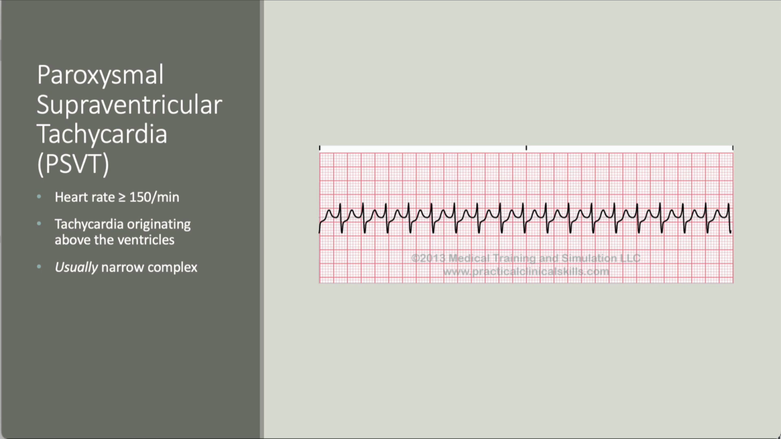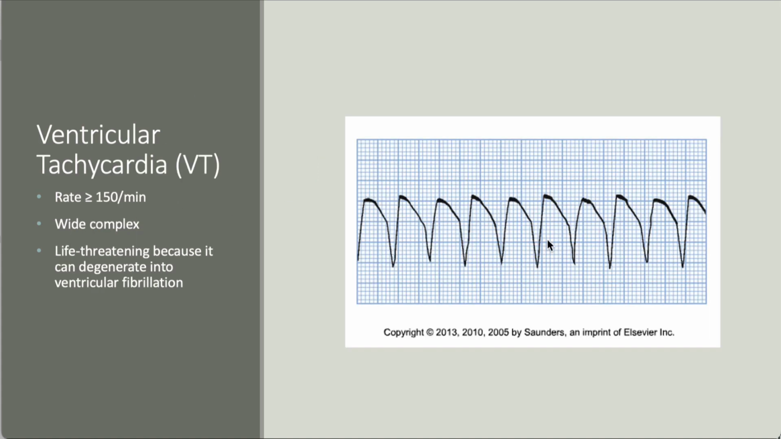There's also something called paroxysmal, which means it happens whenever the heck it wants. Supraventricular, which means it happens in the atria. Tachycardia, meaning fast heartbeat. We call this PSVT, and this is when somebody has a heart rate greater than 150 beats per minute. It originates above the ventricles, so the QRS complex is narrow. Usually. Sometimes it can be wide, but that's a different discussion. All right. So narrow complex tachycardia, greater than 150 beats per minute. We call this SVT.